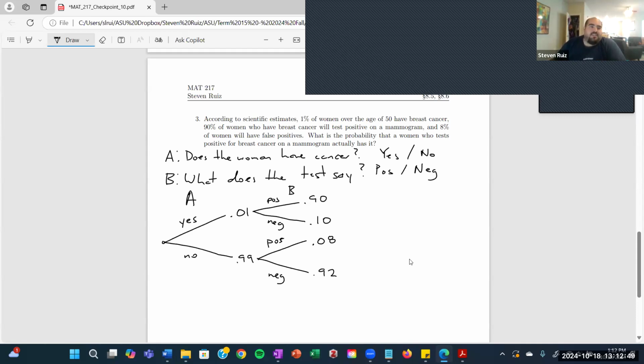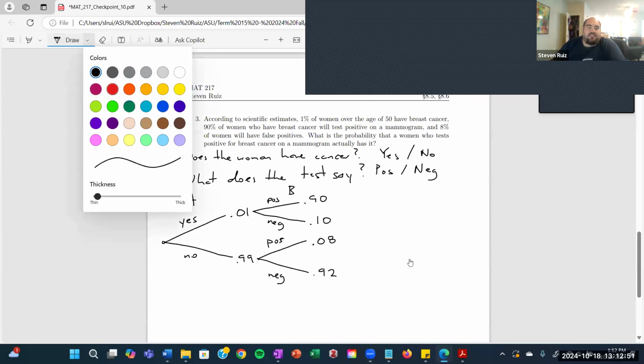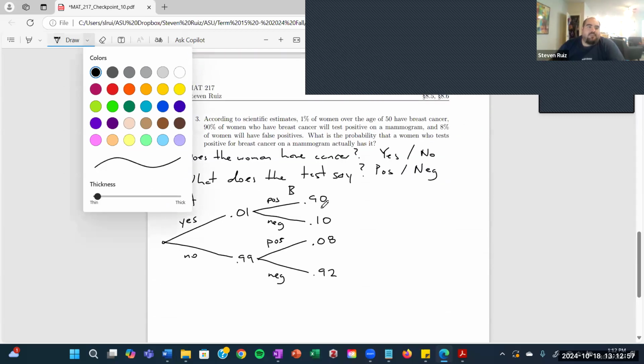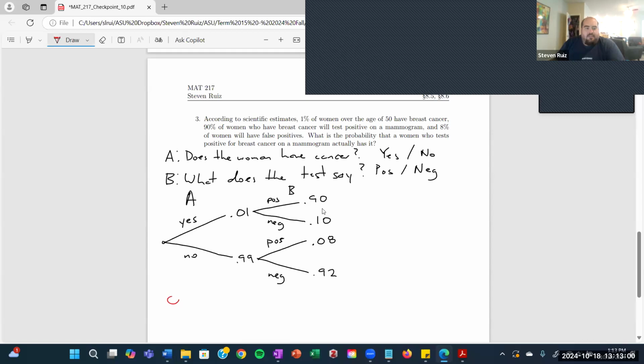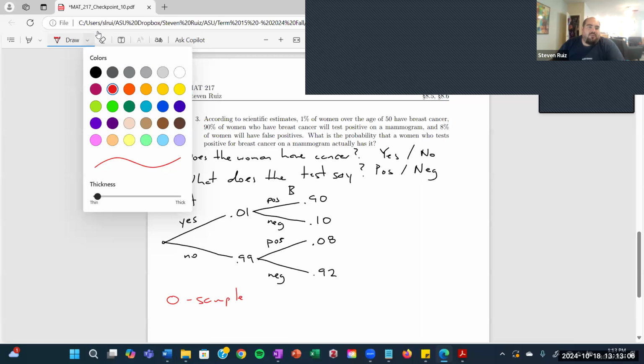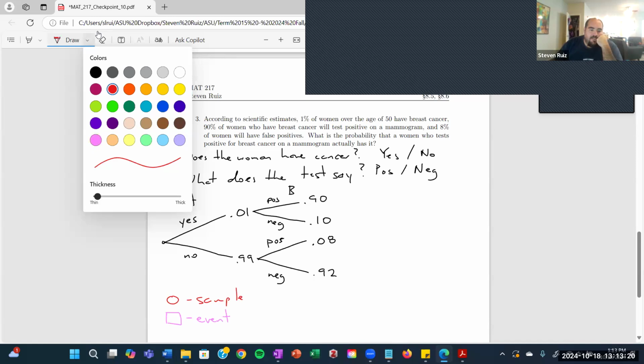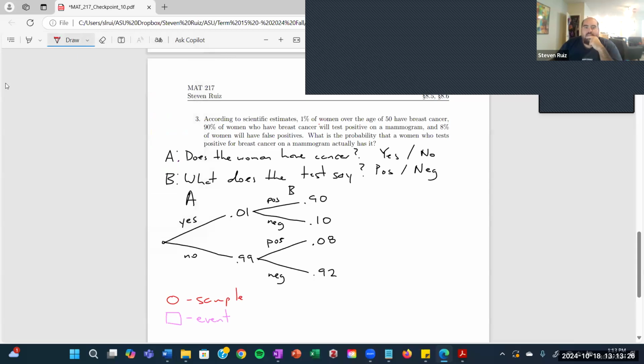Now, let's use this to carefully answer the question we were actually asked. So let me actually use the same colors that I used before. So red, circle, sample. Because basically what I'm doing here in these conditional probability questions is I am reducing things. I'm reducing the sample space. So let's talk about this. Okay. So what's the sample space? What's the probability that a woman who tests positive for breast cancer on a mammogram actually has it?